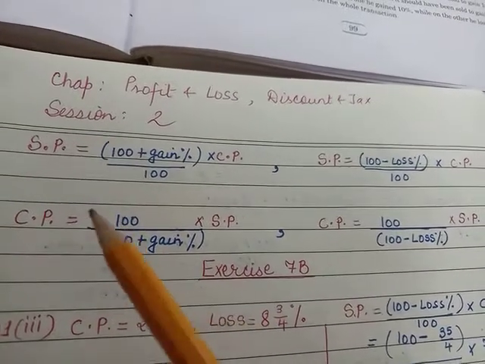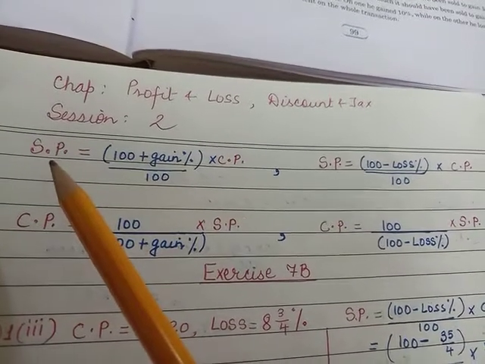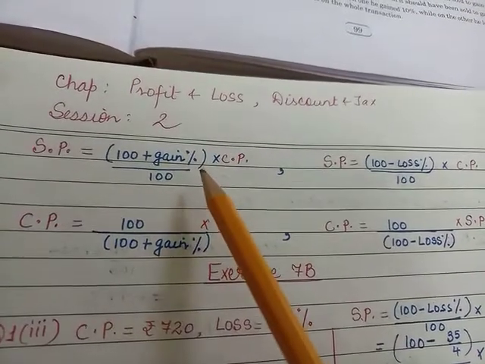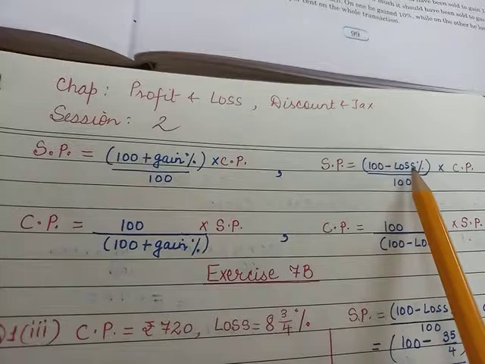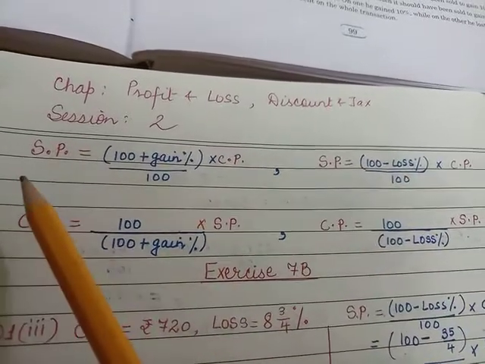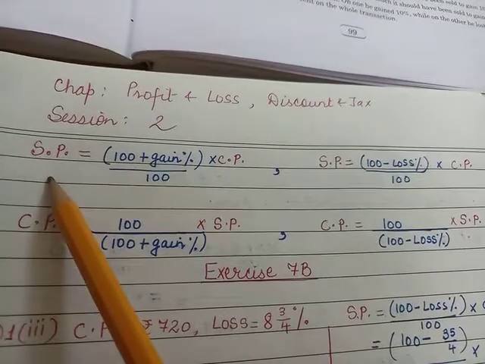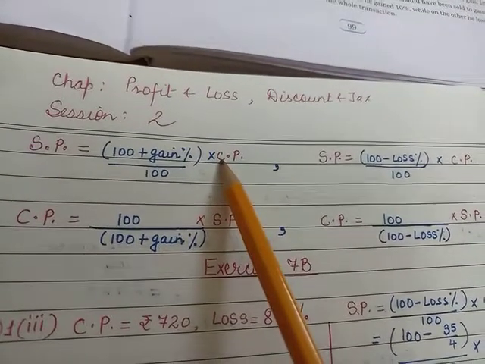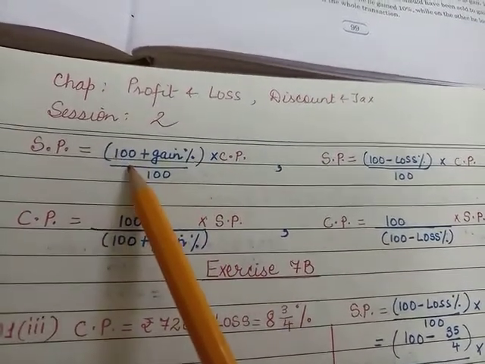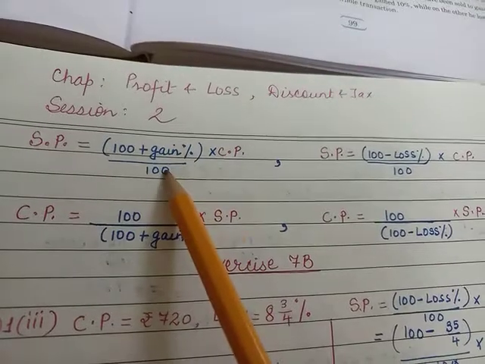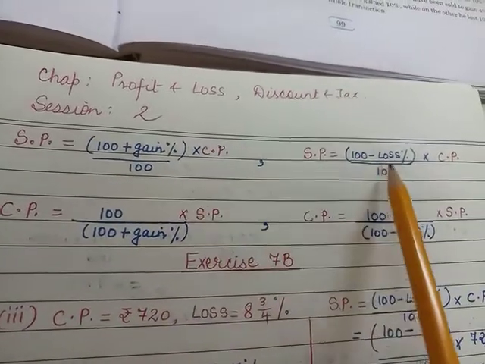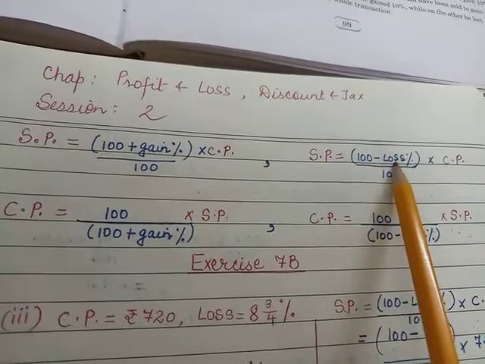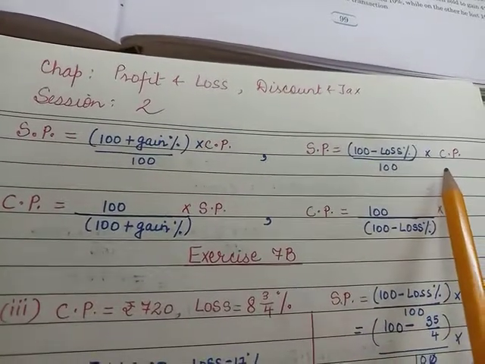In this session, we will be learning the formulas for selling price and cost price when the gain percent and the loss percent are given. First, we discuss the formula of selling price when the gain percent and the cost price are given. In that case, the formula becomes (100 plus gain percent) upon 100 into cost price. And if it is a case of a loss, then it becomes (100 minus loss percent) upon 100 into cost price.